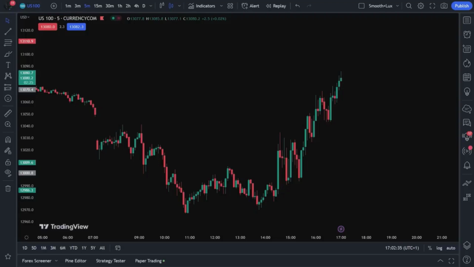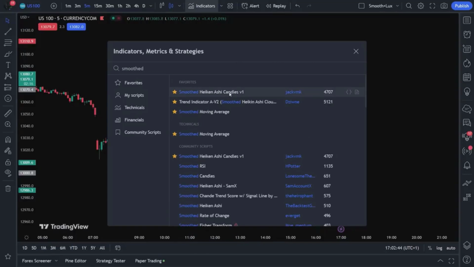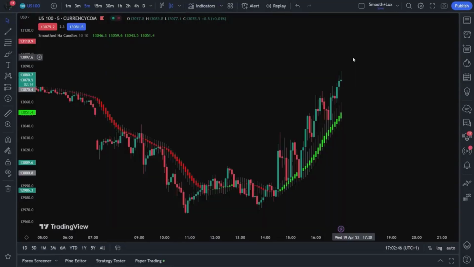Okay, so let's get started with the setup. First, we want to head over to Indicators in TradingView. Type in Smooth Heiken Ashy Candles. Let's choose this one, created by Jack VMK.